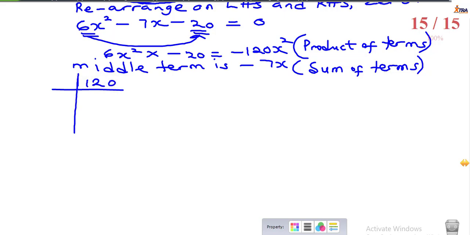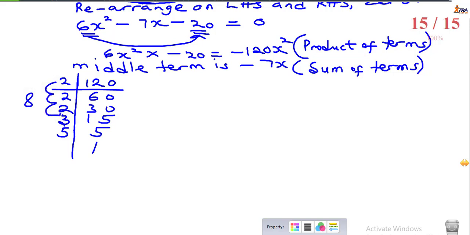then we begin to divide starting from 2, which will give us 60. 2 again will give us 30, 2 again will give us 15, and 2 cannot go further, so we go to the next number, 3. 3 here will give us 5, and of course 3 cannot go again, the next number should be 5, and that will give us 1. So here we have 5 numbers, but we need just 2 numbers or 2 terms. So we can go with 2, 2, 2, that is 8, and 3 and 5 here, that gives 15. So 8 times 15, I get 120.